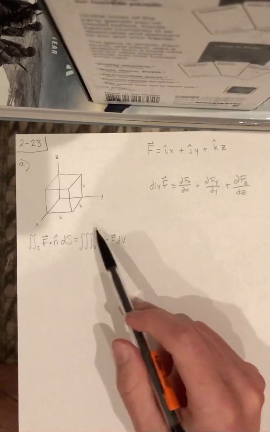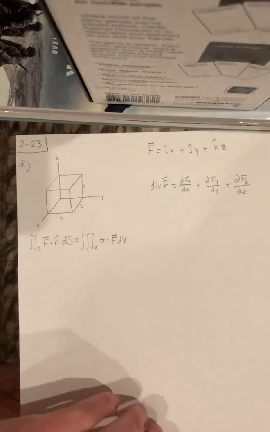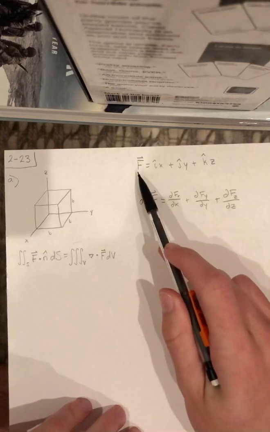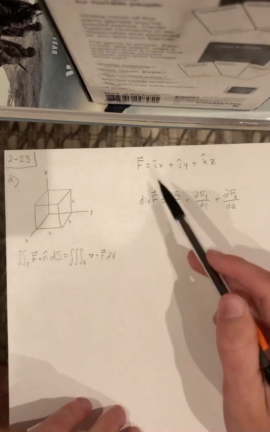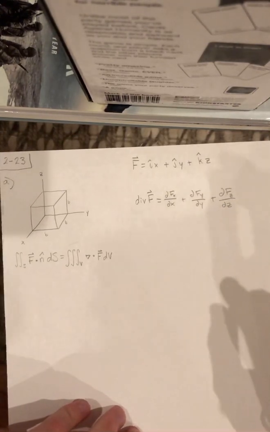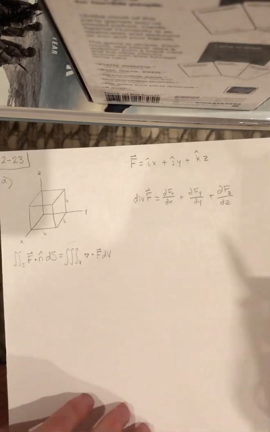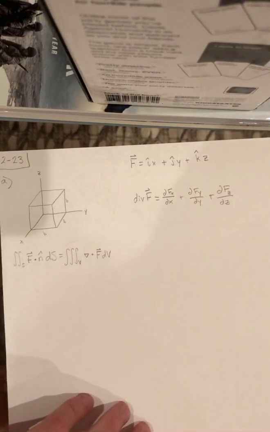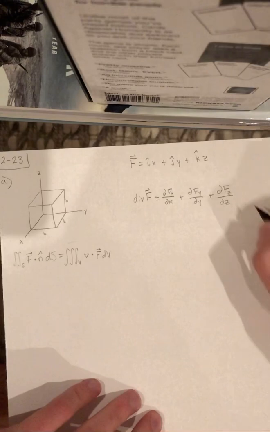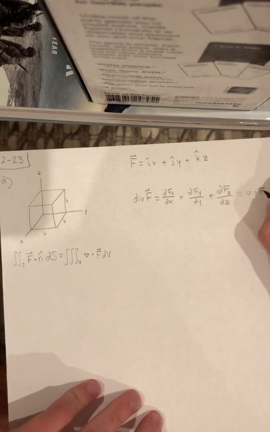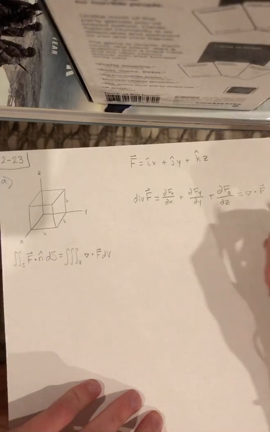So to start with, let's look at the volume. We're going to want to come up here to what they give us. They give us the vector field is equal to x i hat plus y j hat plus z k hat. And we know that the divergence of this vector field is going to be the sum of the derivatives, and this is also actually going to equal del dot f.